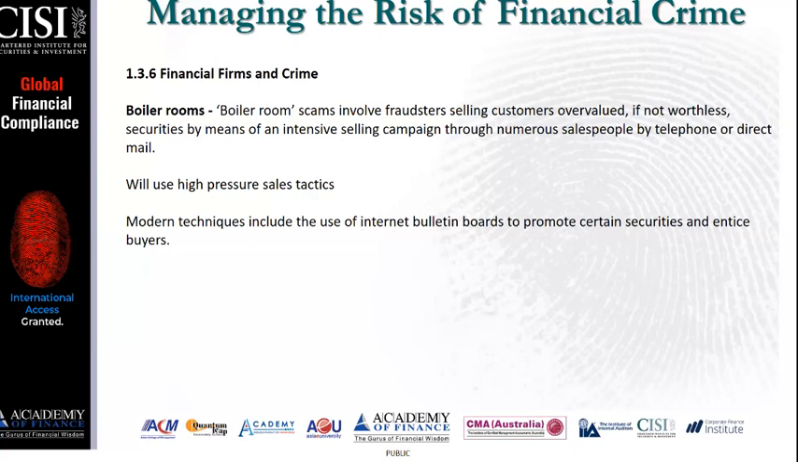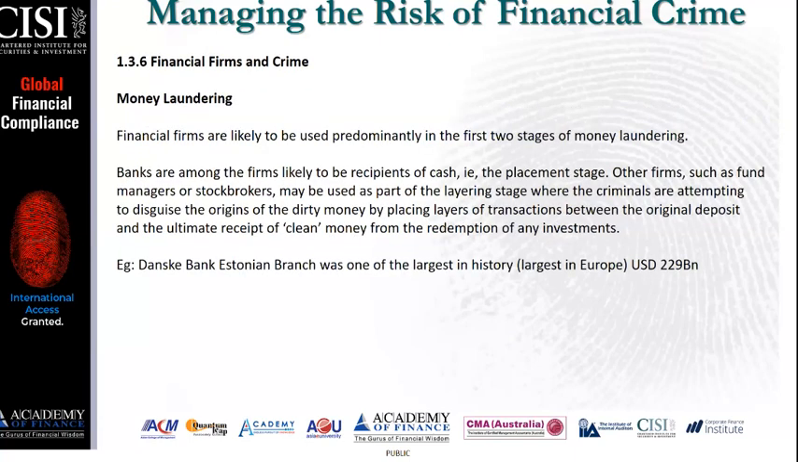Moving on, money laundering, we spoke about it. How does that impact firms, especially banks? Banks are most vulnerable at the placement stage, where you can receive cash, and other firms such as fund managers and brokers could be used at the layering stage, where criminals are attempting to disguise the origin of dirty money by placing layers of transactions between the original deposit and the ultimate receipt of clean money.